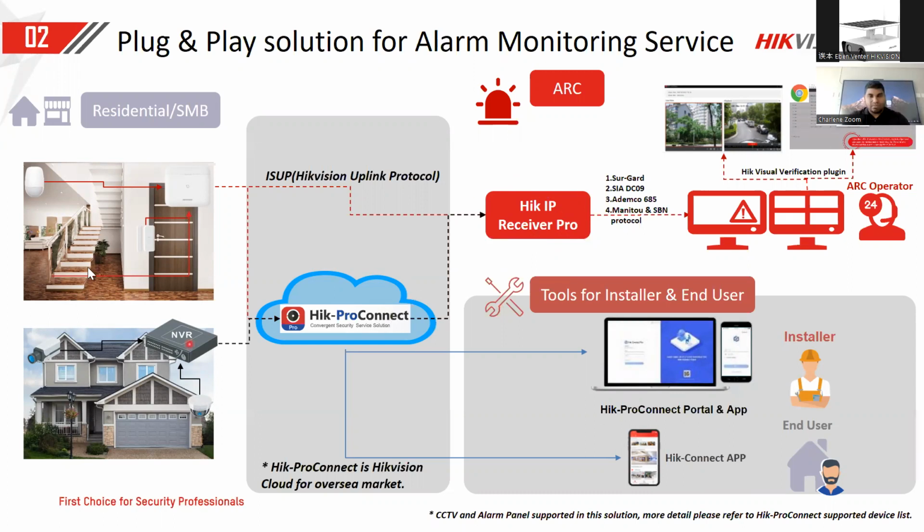So basically our signals or our camera signals all go to our HIK-Connect cloud. From our cloud, we will then push it through to the middleware software called HIK-Pro Connect, which will then decode the signals either via SureGuard, CS, DCL9, or Manito, or Dimco, whatever the platform you're using, and obviously that will go back into the control room.